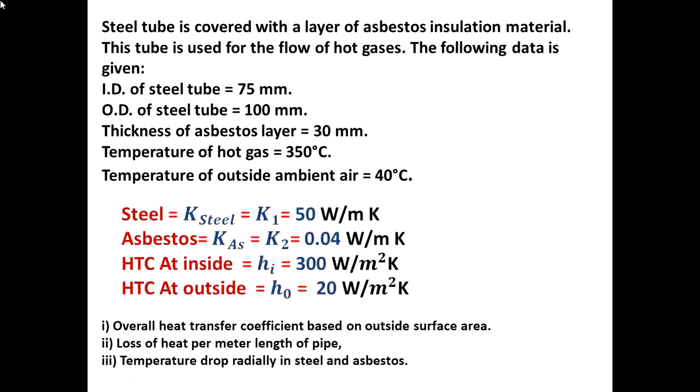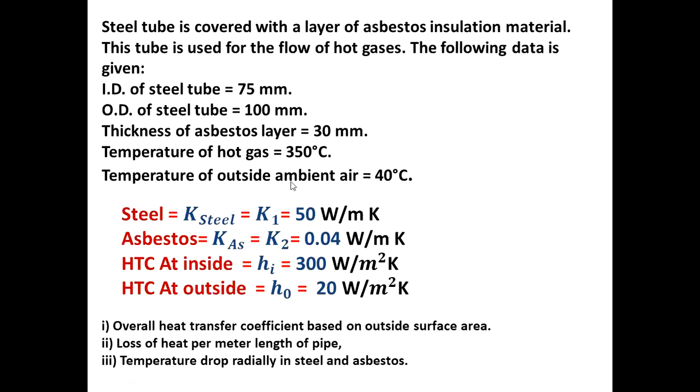A steel tube is covered with a layer of asbestos insulation material. The tube is used for the flow of hot gases. The following data is given. ID of the steel pipe is 75 mm. OD of the steel tube is 100 mm. Thickness of the asbestos layer is 30 mm. Temperature of the hot gas is 350 degrees Celsius.